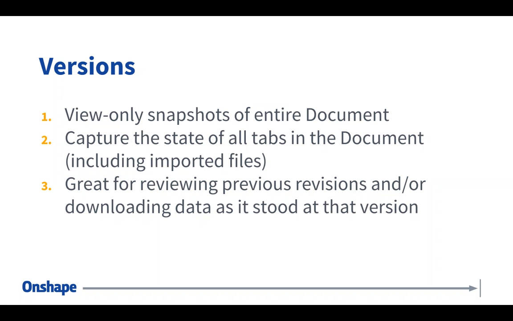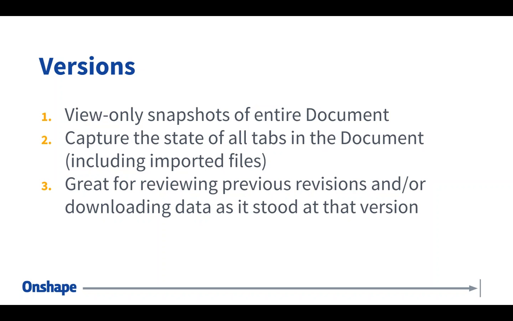Now, the key things to keep in mind with versions, they are view only. Once a version is created, it cannot be changed, right? So it's a view-only snapshot of the entire document. And that includes all parts, assemblies, drawings, and even files that you've imported. So you can version control your imported SolidWorks parts or IGES or Parasolid. So you can version control imported files as well. A version captures the state of everything in the document. So it captures the state of the parts, the assemblies, the drawings at that moment that you create the version. Every single tab is snapshot, right? You get a version of every single tab.